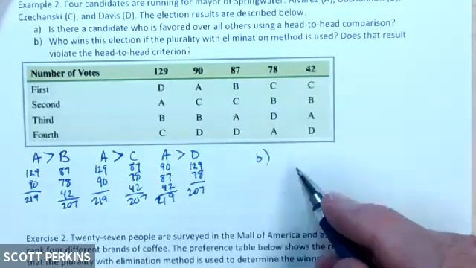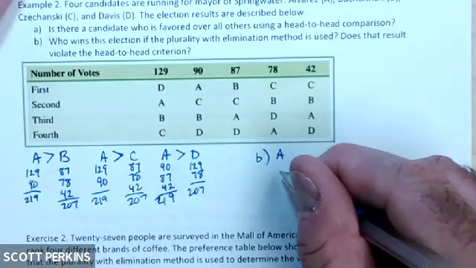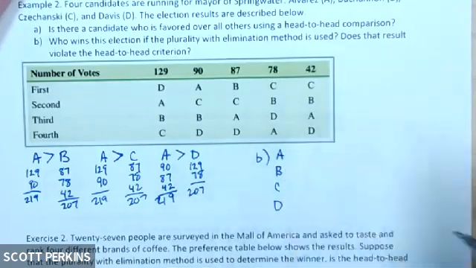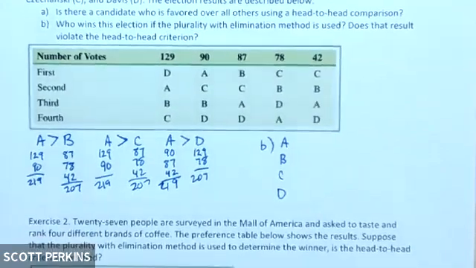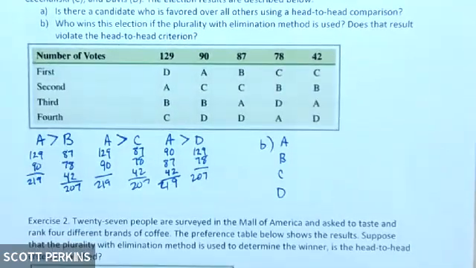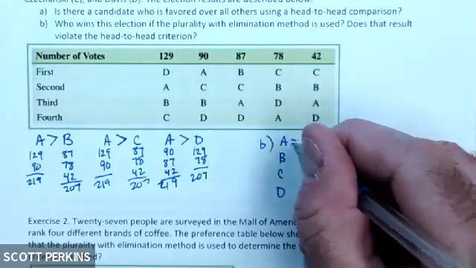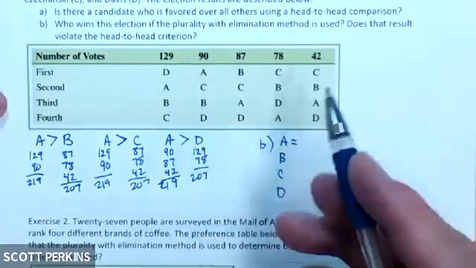Okay, so let's see, plurality with elimination. So let's see, A, B, C, D. If you remember this method, this is again our review of doing it. I'm just going to go through and see how many first place votes everybody got. So A got 90 first place votes.